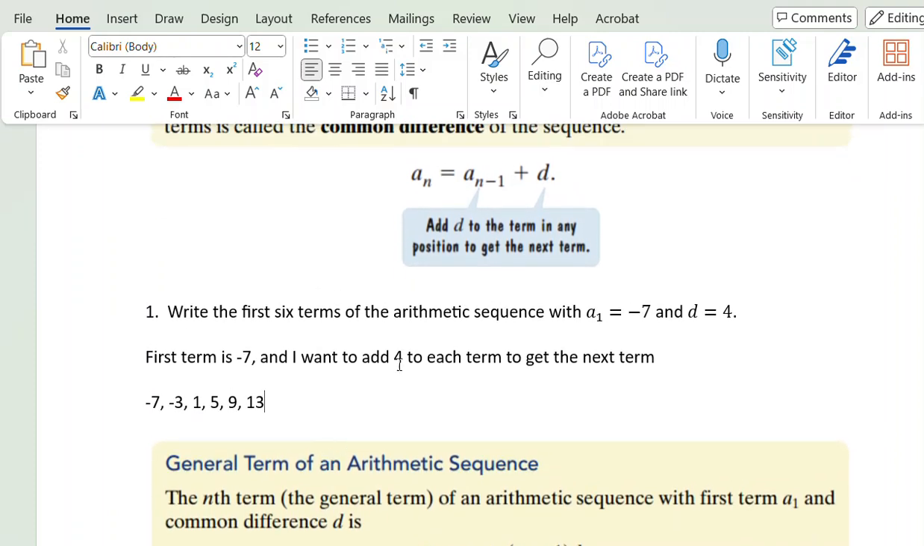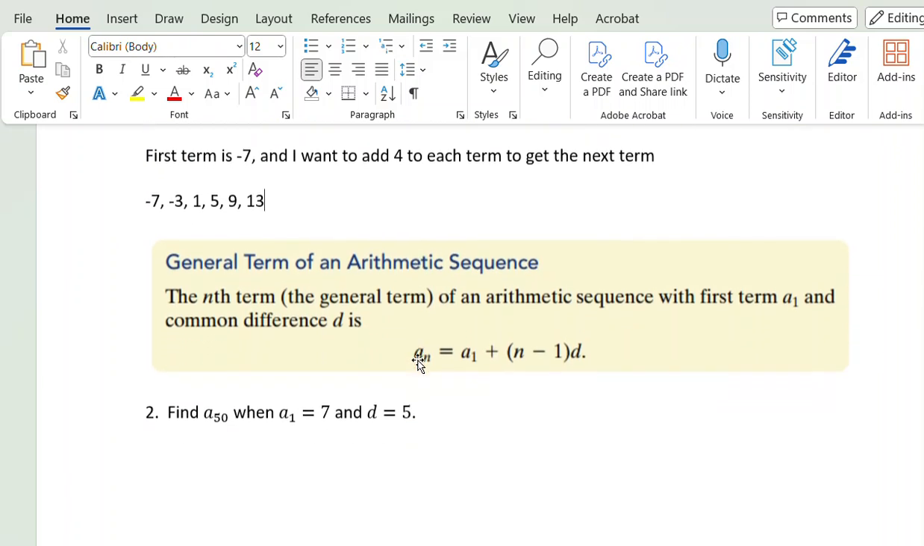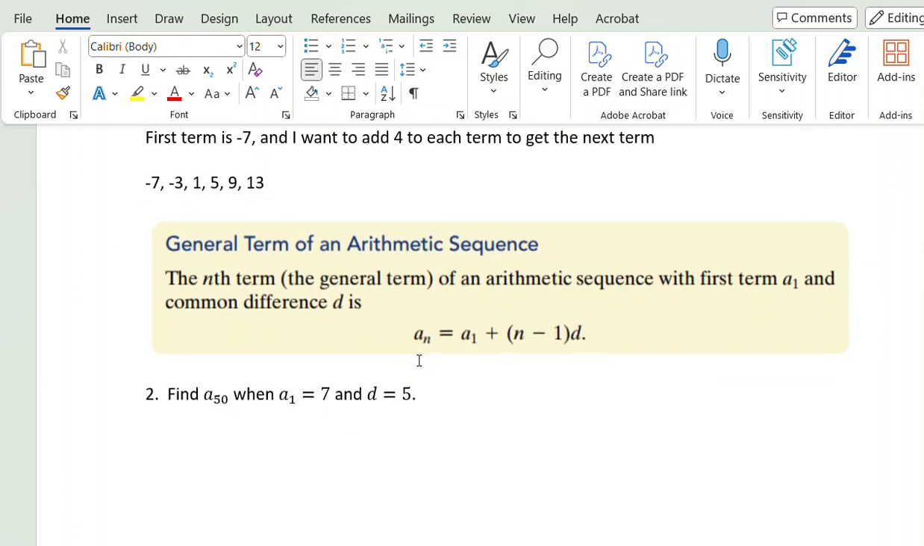Notice that this is a recursive process because I'm taking my previous term and adding something to it to get the next term. I could also have an explicit formula for an arithmetic sequence, which looks like this. Notice that this formula has n in it, so I can plug in the term number that I want to find any term. So we're going to find the 50th term when a1 is 7 and d is 5.